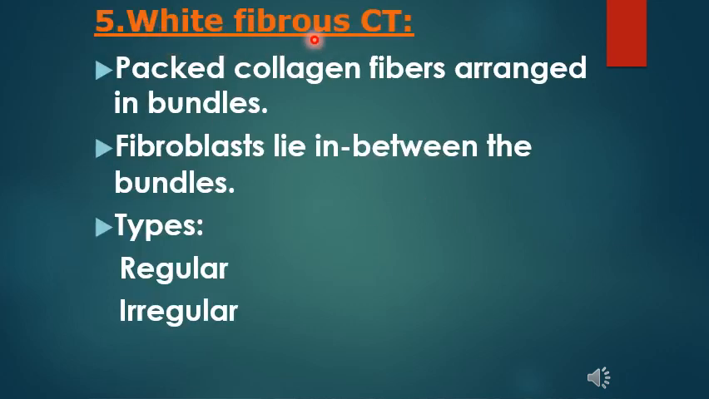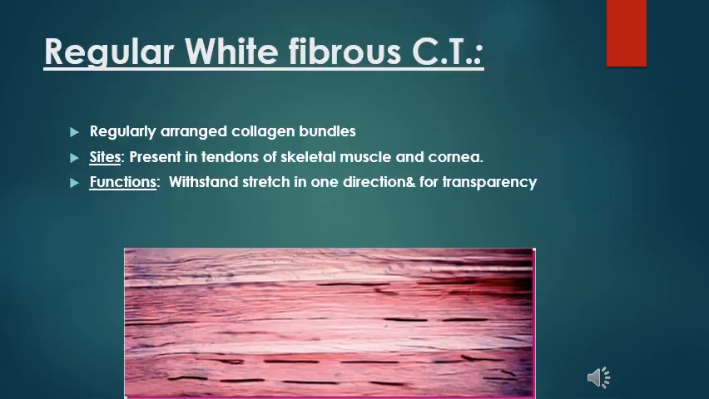The white fibrous connective tissue is formed of collagen fibers, so I want strength. In between the collagen fibers, there are fibroblasts. We have two types of white fibrous connective tissue, regular and irregular. In the regular type, you can see the regularly arranged collagen in order to withstand stretch in one direction and for transparency. So it is present in the tendons of the muscles and in the cornea, for strength as well as for transparency.